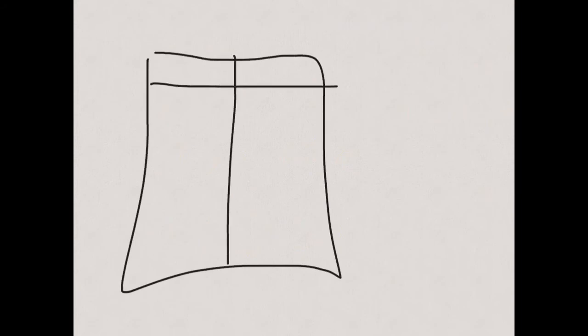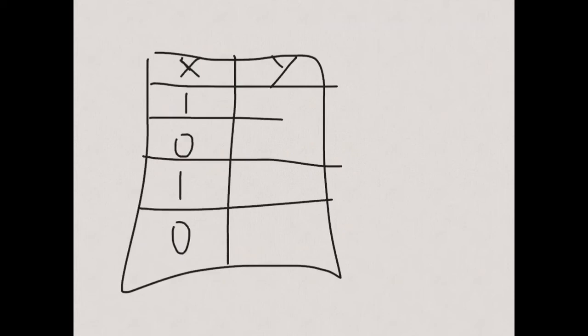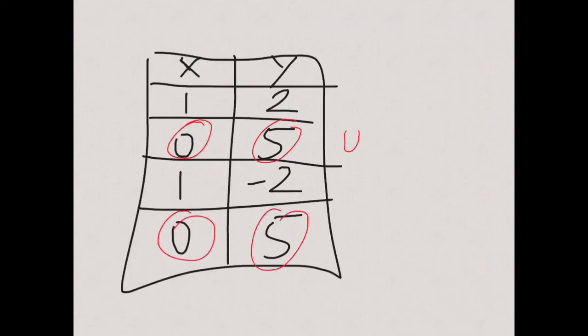Now, what if this happens? I'm going to use the same numbers, okay? Y, 1, 0, 1, and 0. Okay, well, 0, 5, 0, 5, guess what? That's okay. 1, 2, 1, negative 2. This is not okay. This makes it not a function.